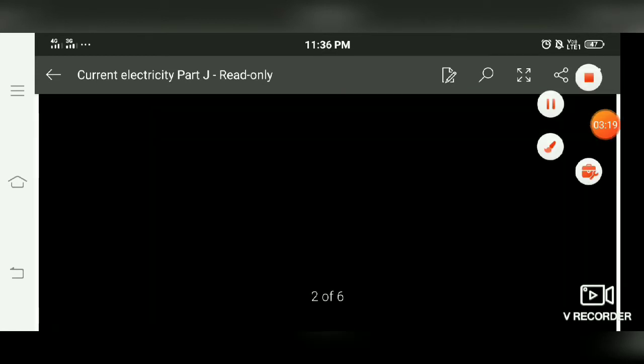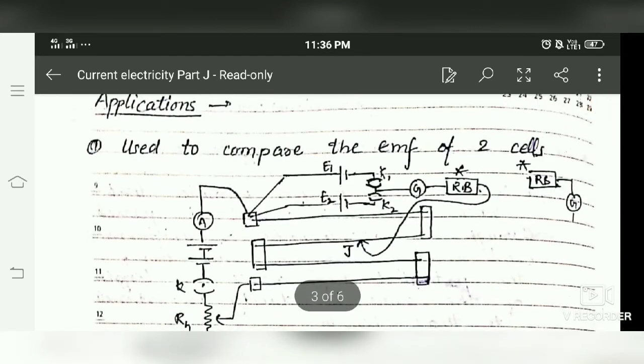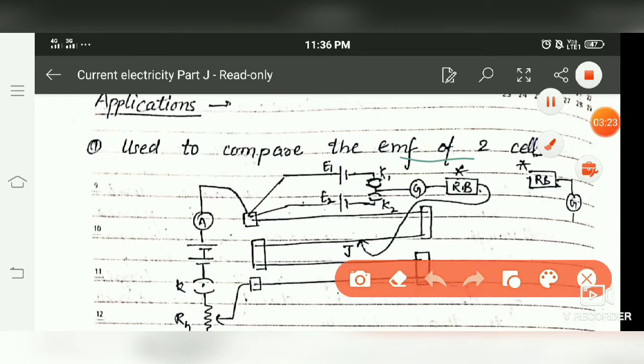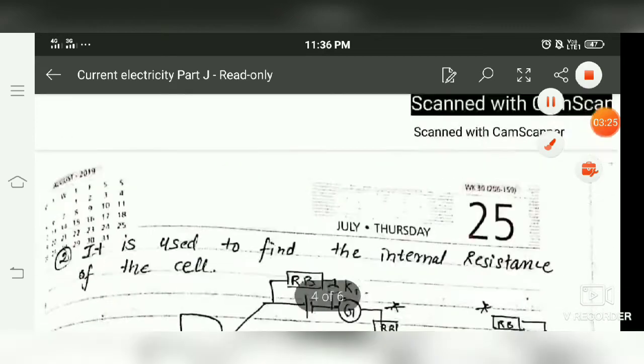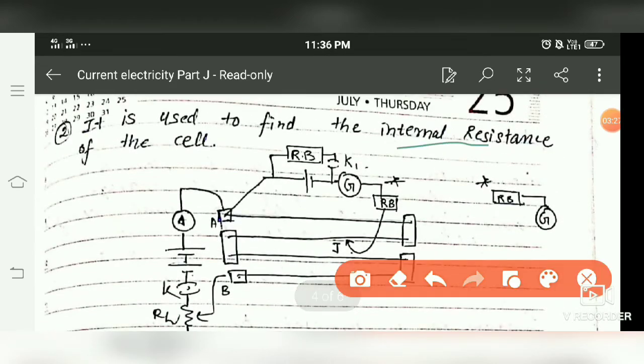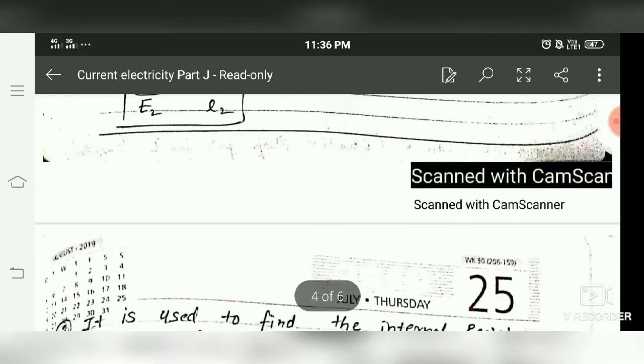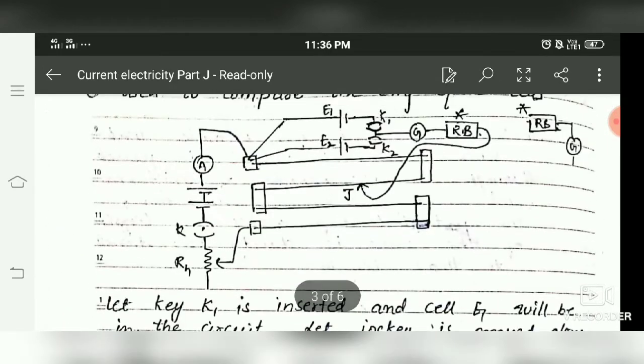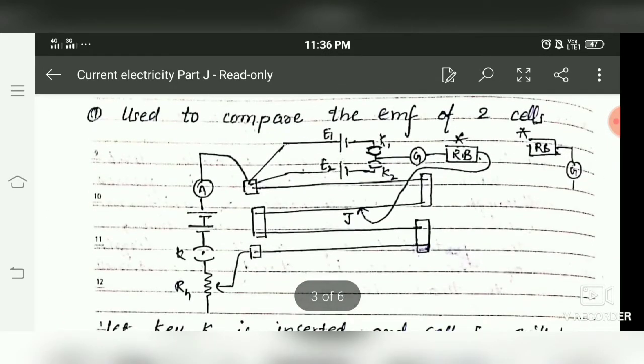It has two applications. First application, it is used to compare the EMF of two cells, and second application, it is used to find the internal resistance of a cell. First of all, come to the first application. It is used to measure the EMF of two cells.